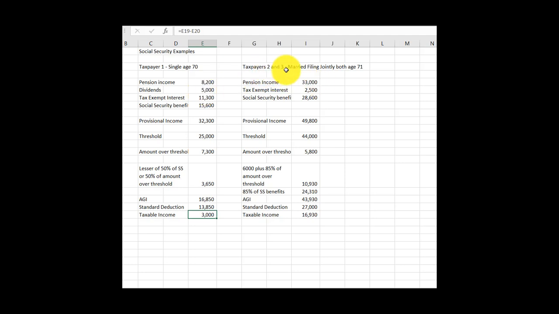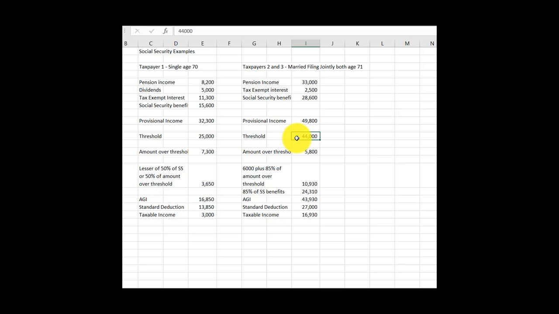Okay, taxpayer 2 and 3, they're married and filing jointly. Both are age 71 in this case, so they're well over 65. So they had some pension income, some tax exempt interest, and Social Security benefits are given. So our provisional income again is pension, add in the tax exempt interest, even though it's tax exempt, and half of the Social Security benefits. We get provisional income of $49,800. So we're over the second threshold.